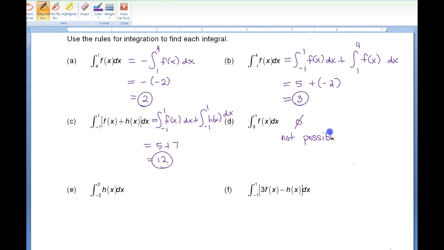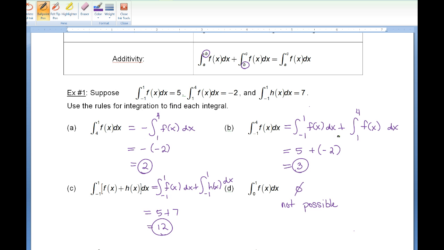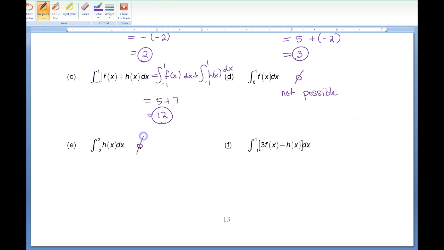How about from -2 to 2 of h of x? Do we have any information about from -2 to 2? No. Some people might think maybe we can double it since we have from -1 to 1, but you can't. You can only do that if it were symmetrical, but we don't have enough information, so no solution there.